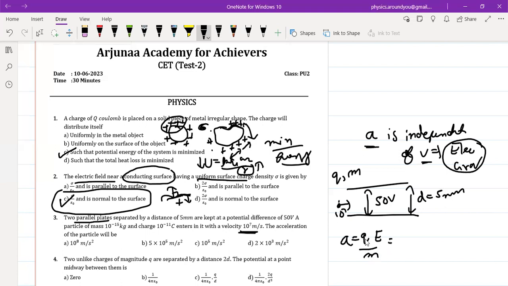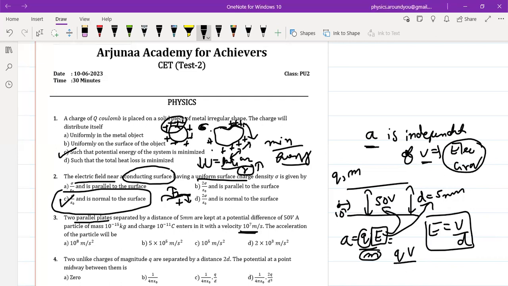Very nice. But Q value is given, M value is given, but you do not have the value for electric field. Now, how to find electric field? Well, we have potential difference and distance to the rescue. We know that E is equal to V by D. Electric field is always equal to potential gradient. Therefore, we replace E with V by D and acceleration is QV by MD, and we see that outrightly we have all values with us.